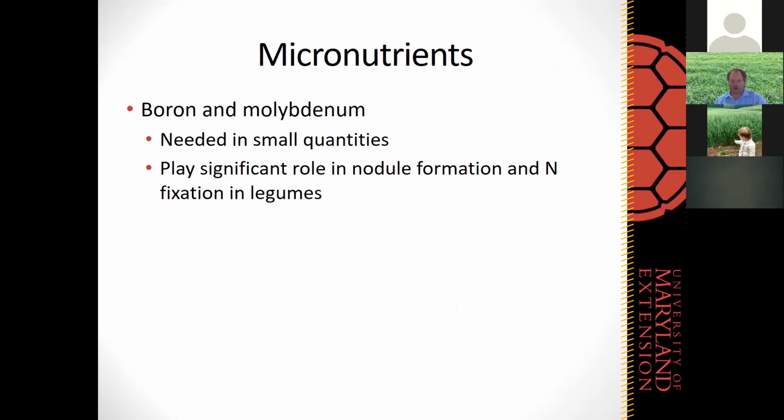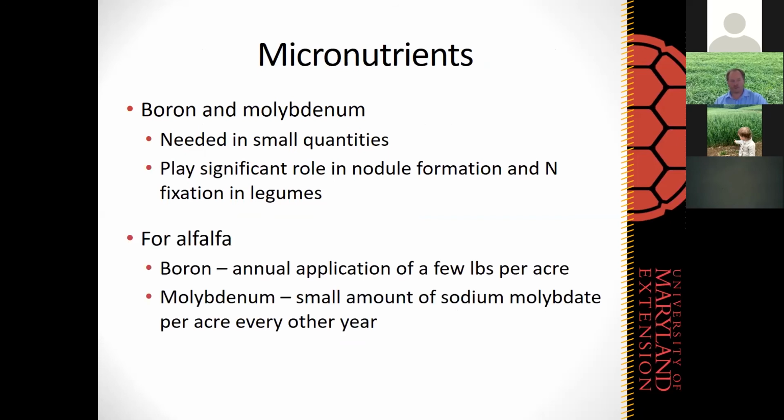For micronutrients, boron and molybdenum, particularly for legume crops, are really important. And so we want to watch those carefully. For alfalfa and other legumes, we're typically putting on an annual application, 3 to 4 pounds per acre per year. Molybdenum, again, is really important for nodule formation. This is where if you have lower pH soils, that's going to be a problem for you. A small amount of molybdenum every year can help with that nodulation.